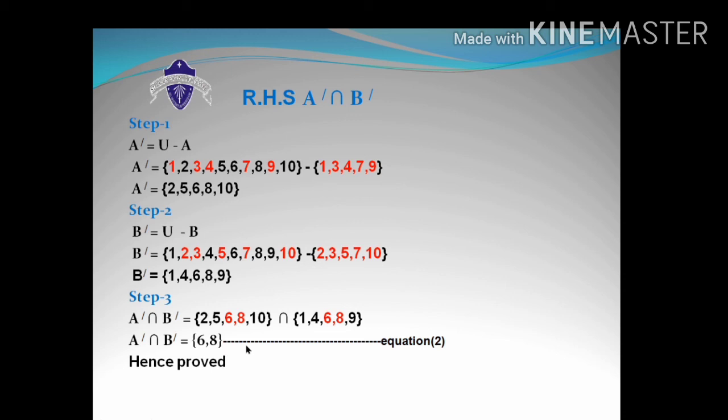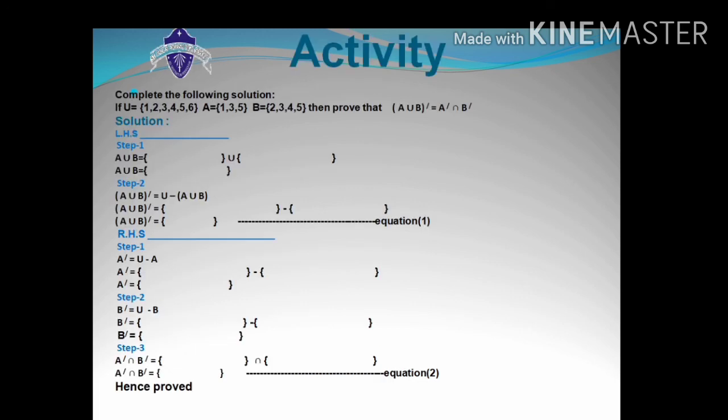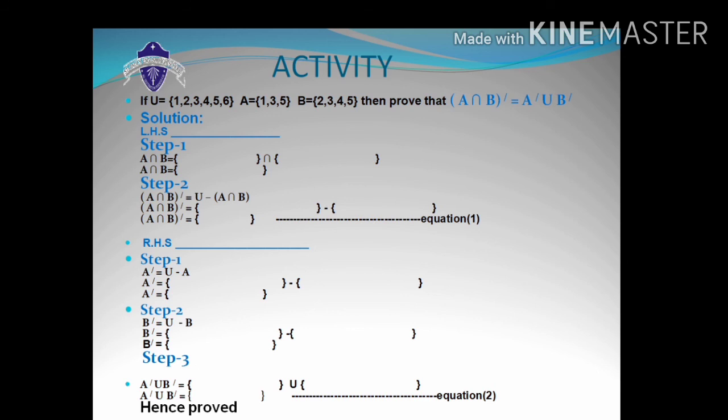Students, if you compare equation number 1 and equation number 2, both equations are equal to 6 and 8. It means that the left hand side is equal to the right hand side, hence proved. Students, similarly you can prove its second statement, that is (A ∩ B)' = A' ∪ B'. So this is activity number 1 and this is activity number 2.